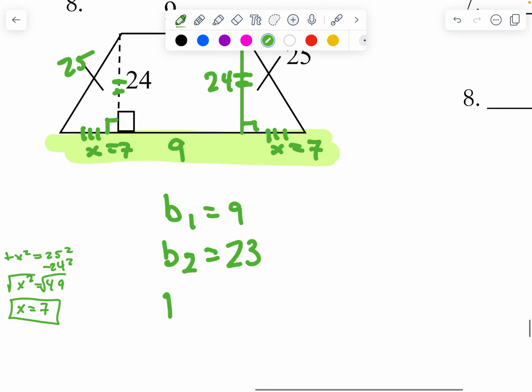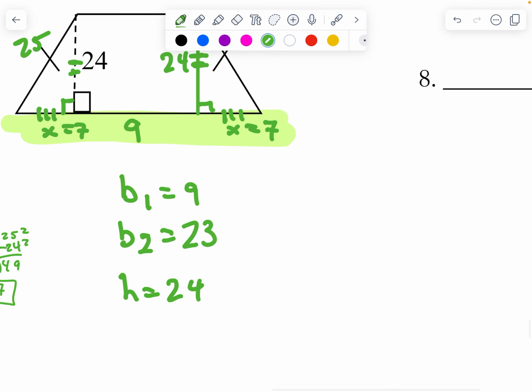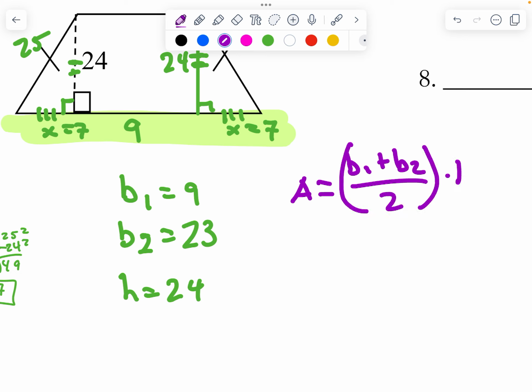And then my height is 24. And now I can go ahead and use my formula of a trapezoid. Area is equal to base 1 plus base 2 over 2, right? You take the average of the bases and multiply it by height. So I'm going to go ahead and erase that. I'm going to type right in 9. I'm going to erase B2 and put in 23. And I'm going to erase my height and plug in 24.